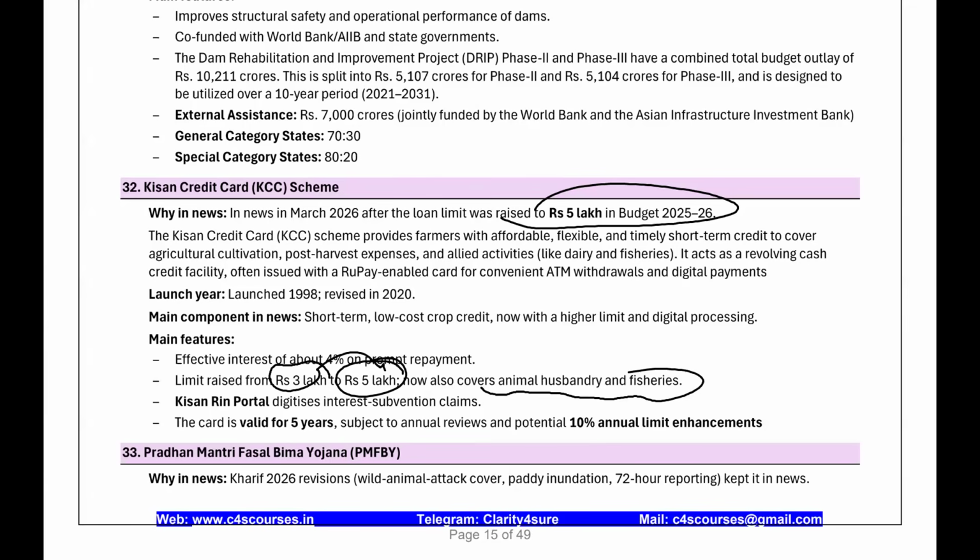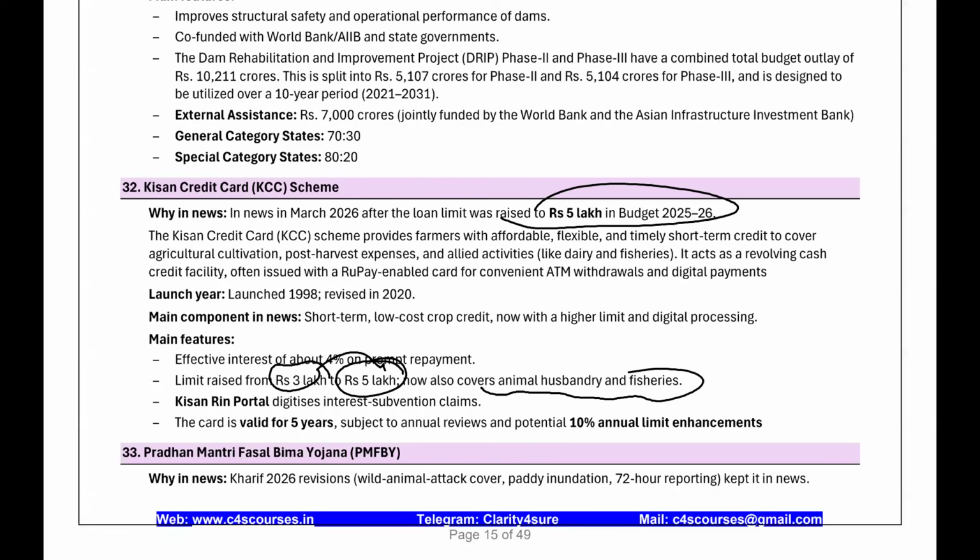Now 33 is telling about the PM Fasal Bima Yojana. Which scheme is talking about PM Fasal Bima Yojana? Please try to understand. Don't discuss in the chat box. Please answer it. After the class you can discuss it. Pradhan Mantri Fasal Bima Yojana, under which ministry is it coming? It is coming under the Ministry of Agriculture again.